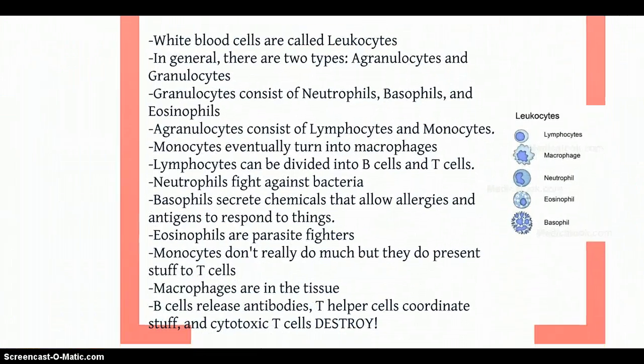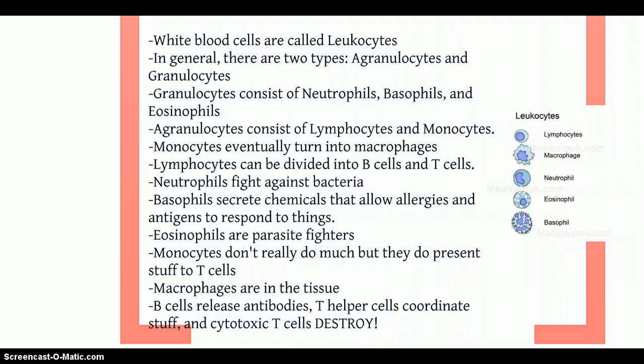So let's go to white blood cells. They're also called leukocytes. There are two types, agranulocytes and granulocytes. Granulocytes consist of neutrophils, which are bacteria fighters, basophils, which secrete chemicals that allow allergies and antigens to respond to pathogens, and eosinophils, which are parasite fighters.